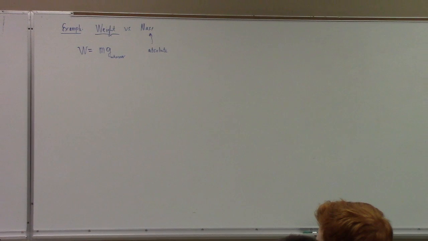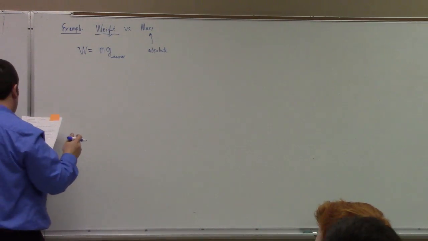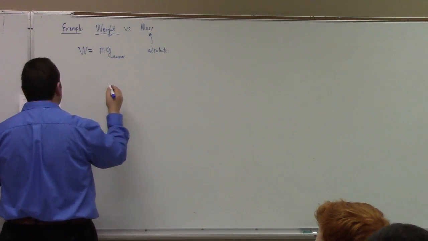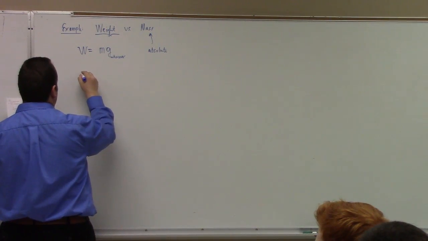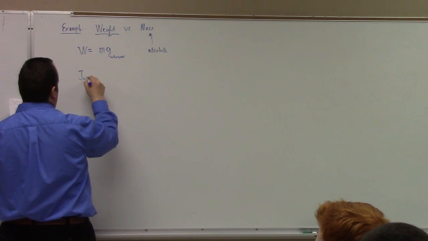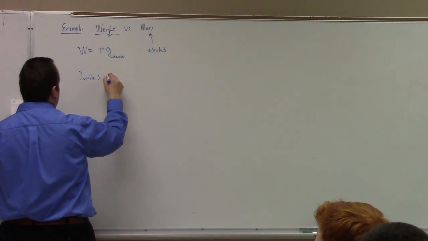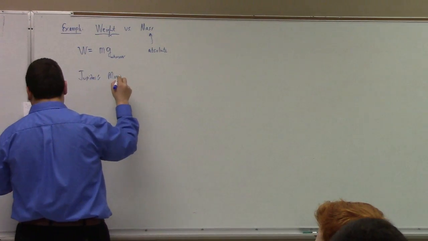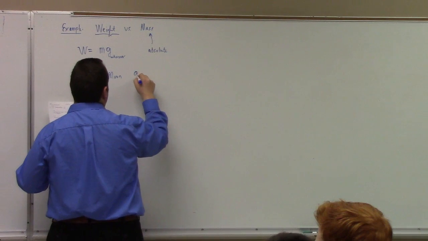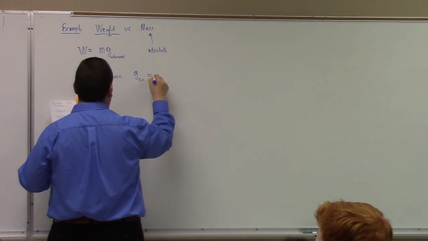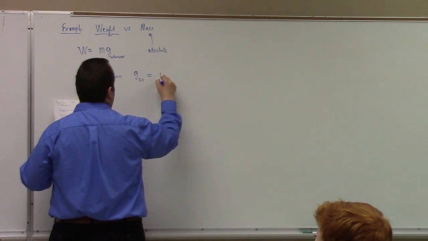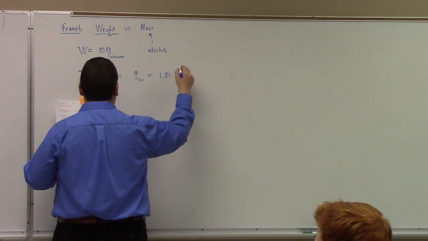So this problem is hypothetical, something about Jupiter's moon Io. So Jupiter's moon apparently has a gravity of 1.81 meters per second squared.